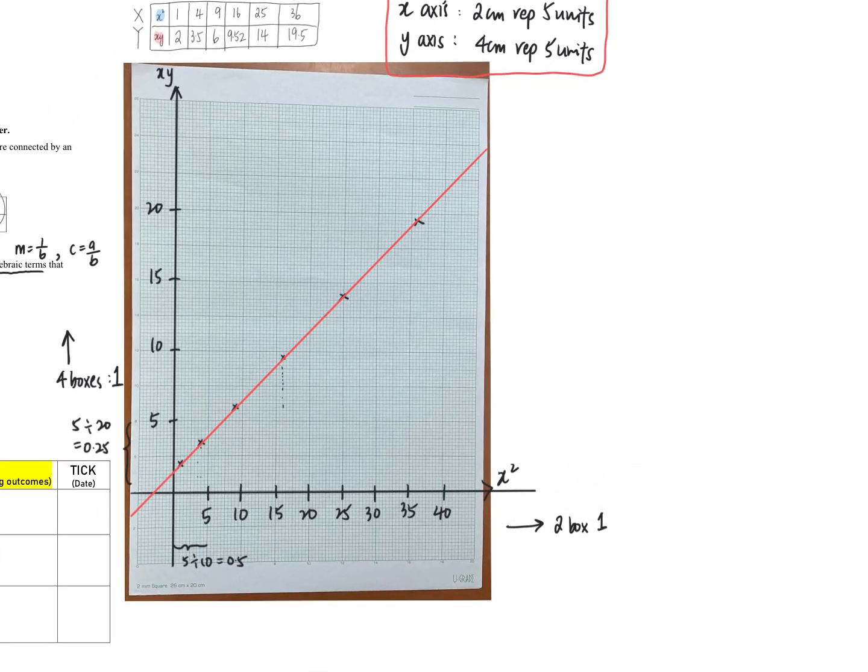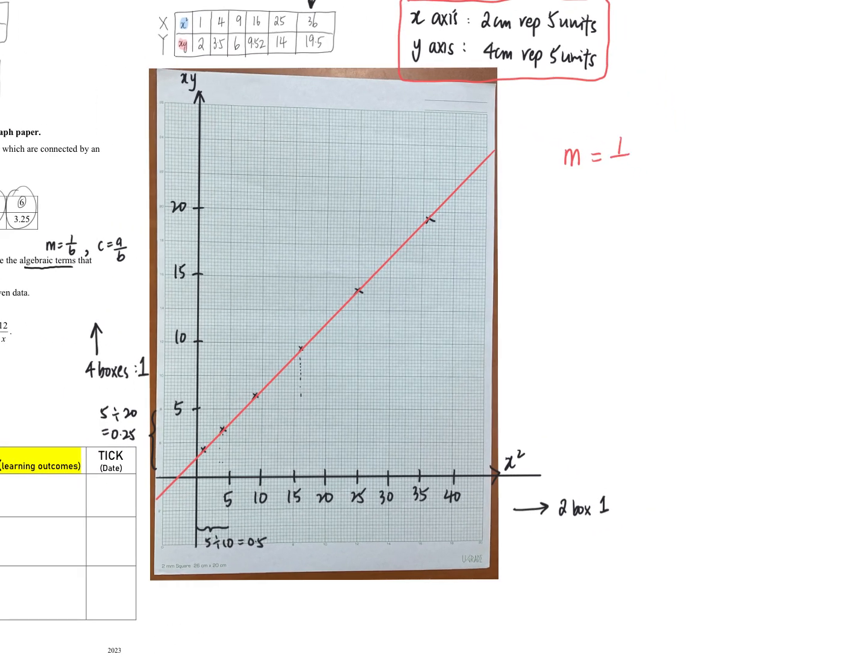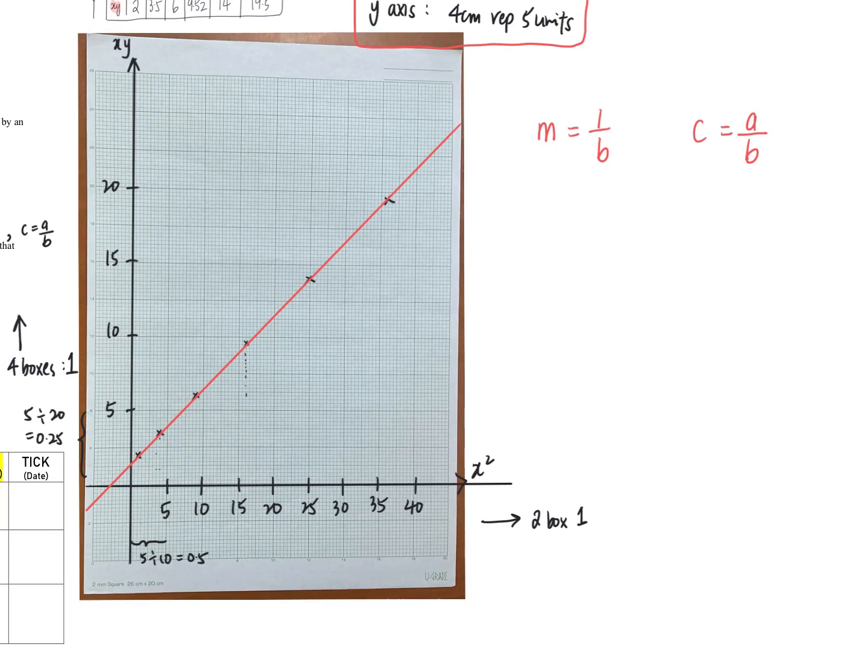So of course, just now we know that the gradient will give you the value of 1 over b, and your y-intercept will give you the value of a over b. So go to your graph and pick any 2 points that will help you find the gradient easily.